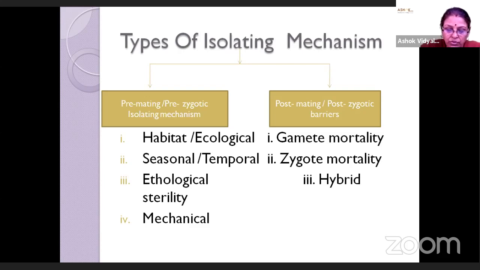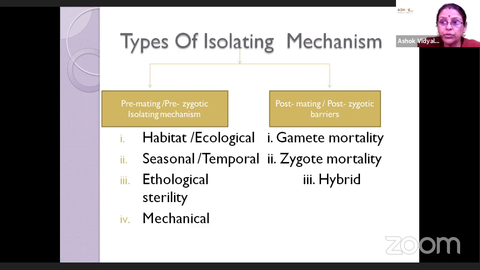So the seasons of maturity will be different, that means there is a difference in sexual maturity. Then ethological means different mating behaviors will be there, and mechanical means difference in structure of reproductive organs. Thus, interbreeding is avoided. So I hope you have understood the pre-mating barriers. One is habitat, the place where they live. Seasonal, different breeding seasons. Ethological, different mating behaviors. And mechanical, that means the reproductive structures or organs are themselves different.